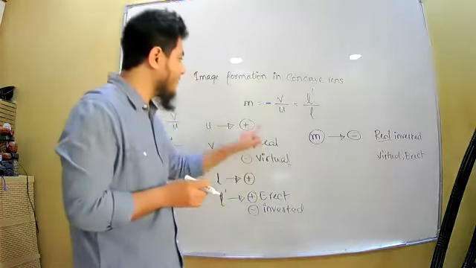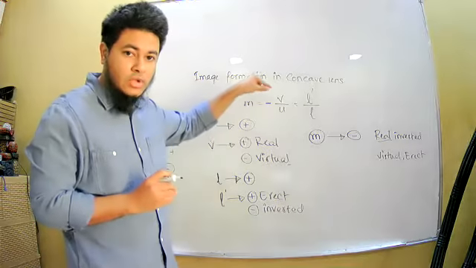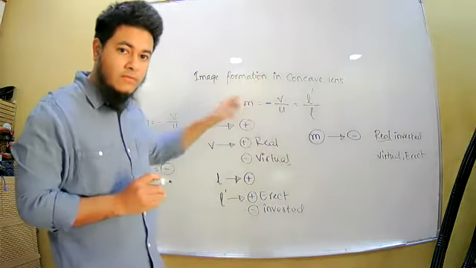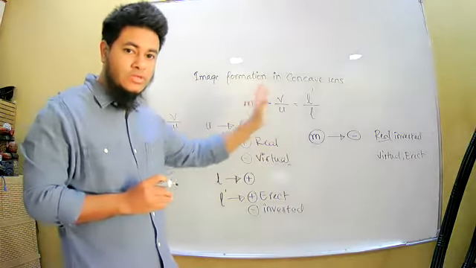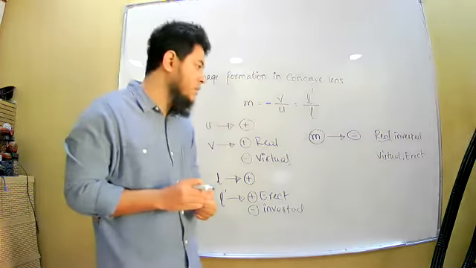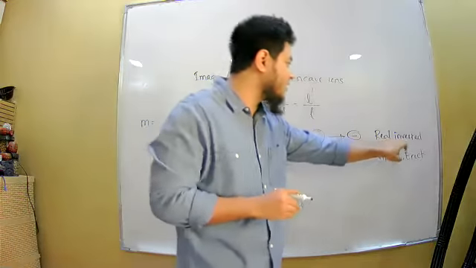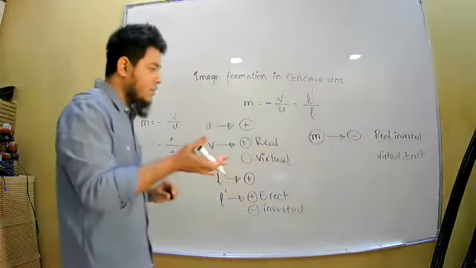Okay, and remember, this negative sign is in the formula itself. It's not the negative value of v. What will be the sign of v is a totally separate thing. This negative is already there in the equation. So we understood that when the image is real and inverted, then m is negative.